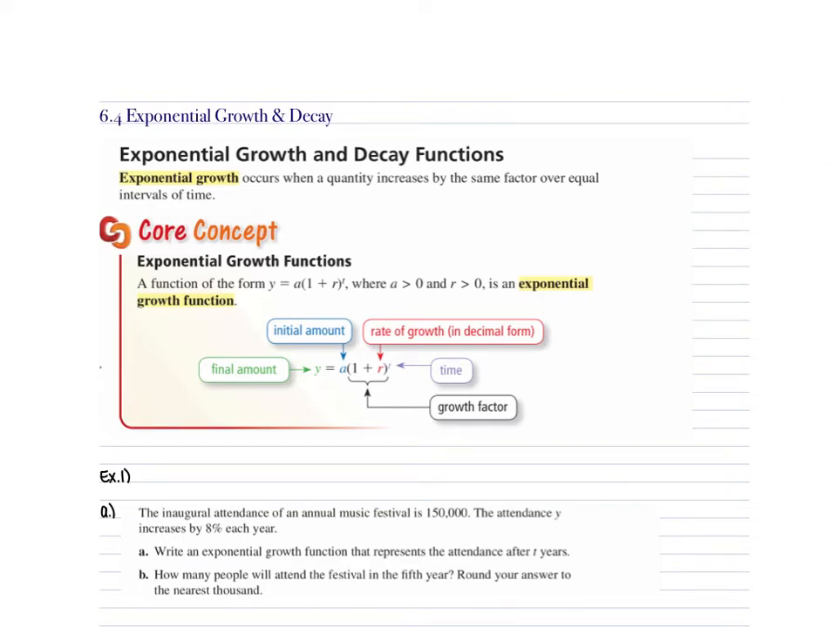6.4 goes over exponential growth and decay. We're going to first look at exponential growth. We're going to be using the formula that you see here, that y is equal to a times 1 plus r to the power of t.